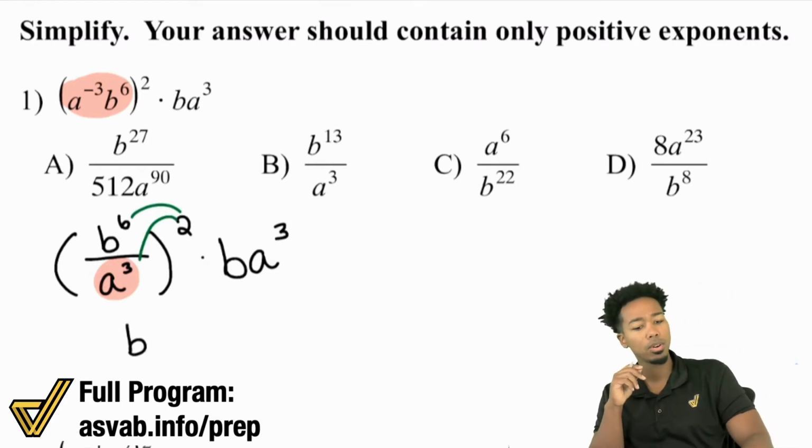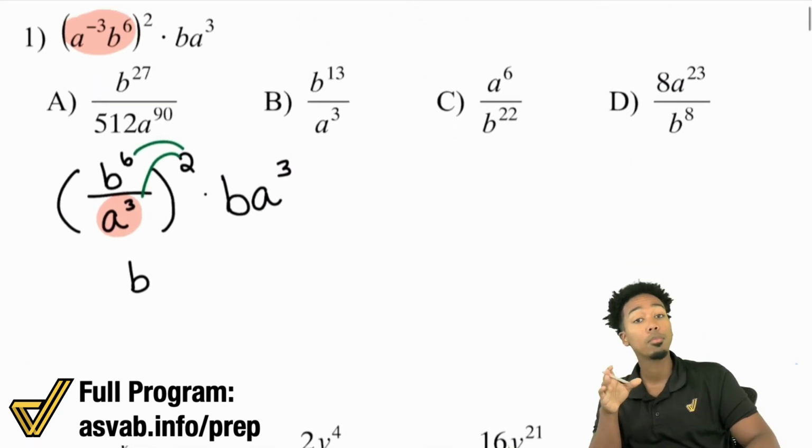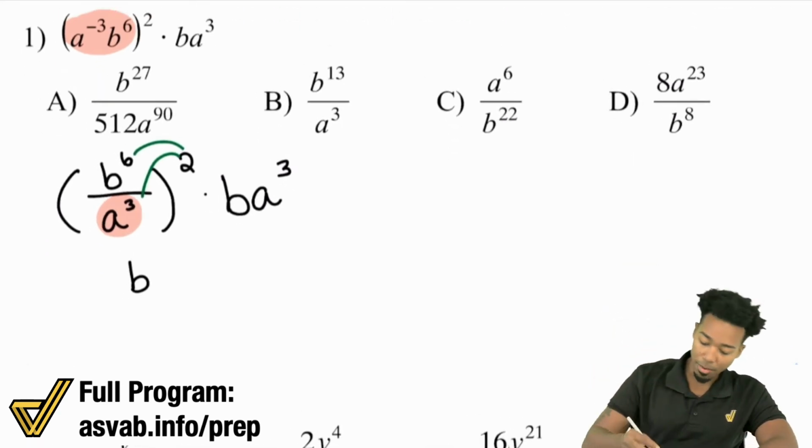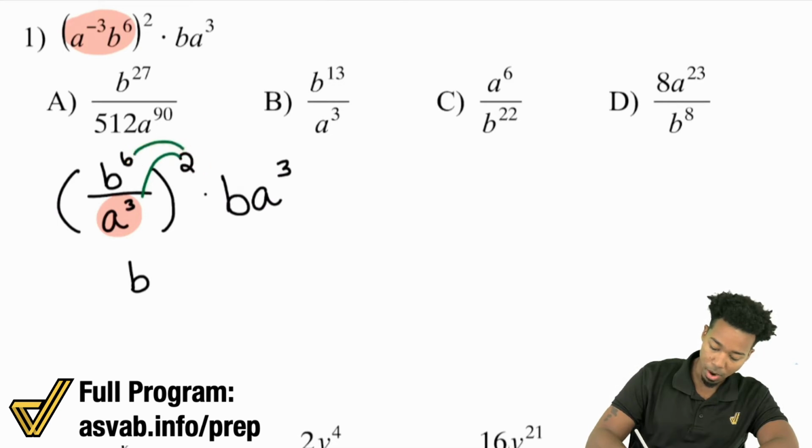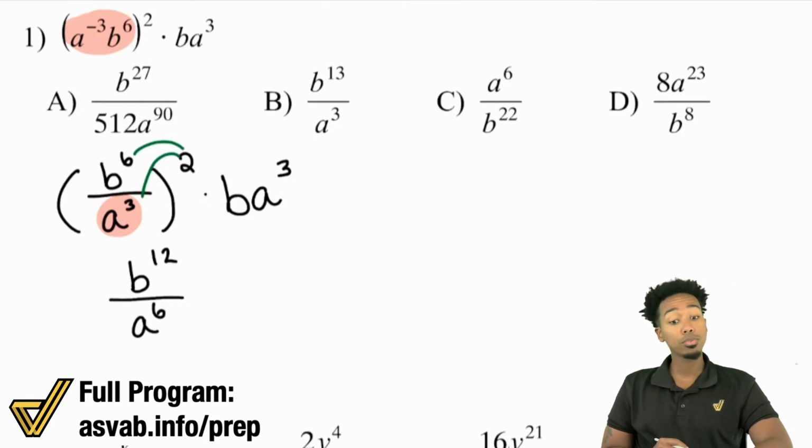What's the power to a power law again? Oh yeah, you're going to go ahead and multiply those exponents. So we have a power of 6 to the power of 2. That's 6 times 2, which is 12. And then we have 3 and 2, and that's going to be to the power of 6. So we have b to the power of 12 over a to the power of 6.